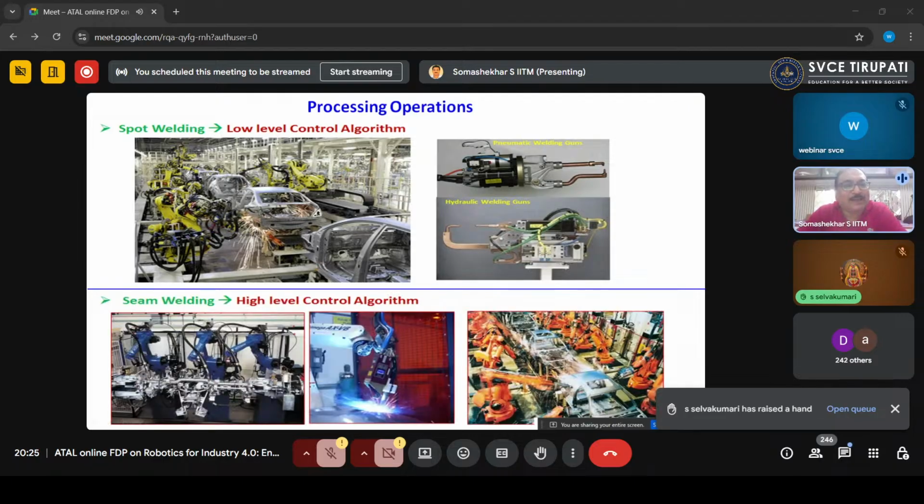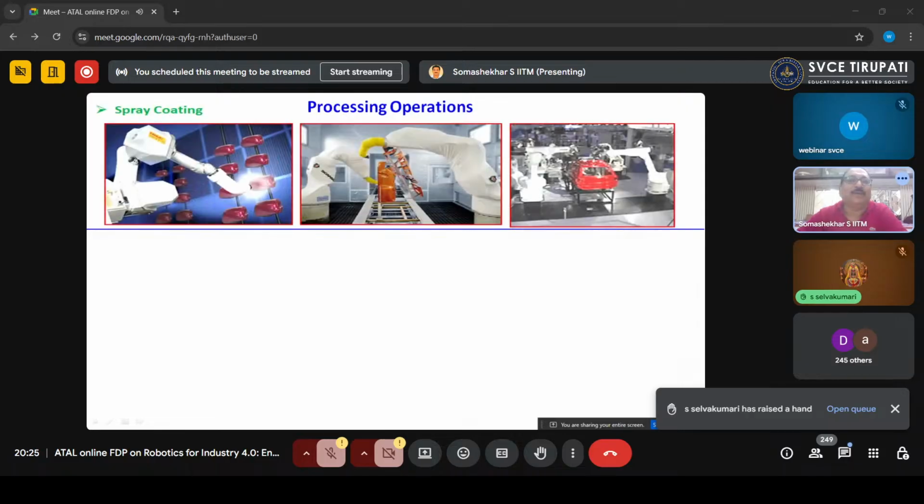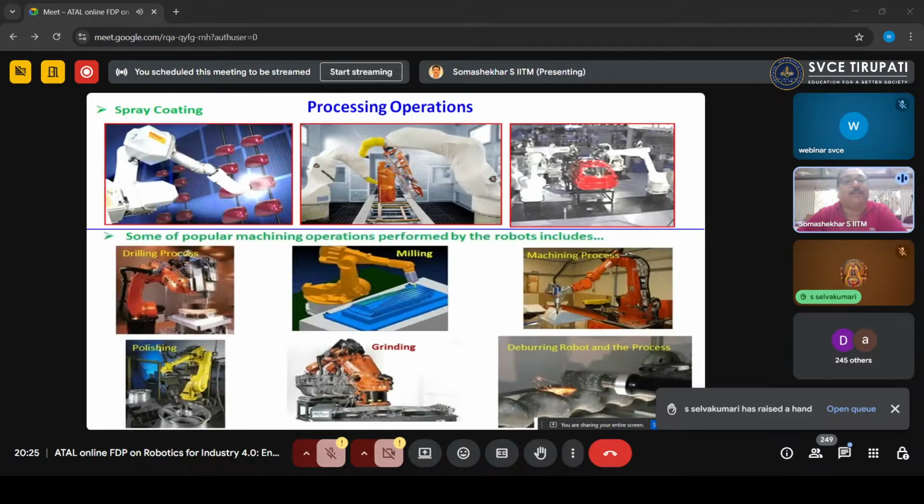In seam welding, you will again see a high level of algorithm. I want to move the robot and place a continuous seam weld, which requires precision cameras to monitor the proper deposition of the weldment. Again, here there are dozens of robots on either side. Similarly, you will see the spray painting operation.